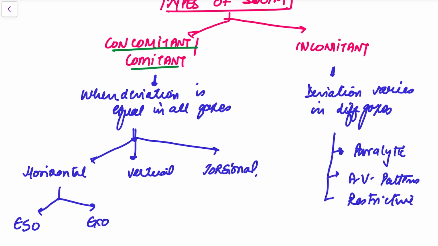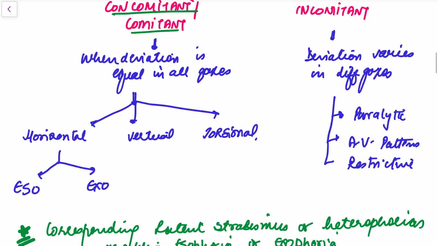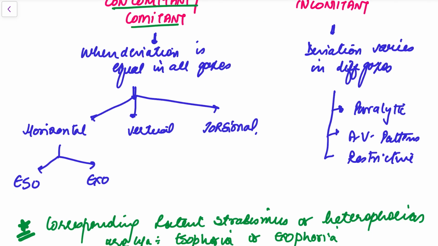So in incomitant squint, the deviation varies in different gazes. We have to check the deviation for both eyes, and how to check the deviation I will be discussing in my subsequent videos so that you can understand that better. Now what are the types of comitant squint? There are mainly three types of comitant squint: horizontal, vertical and torsional.